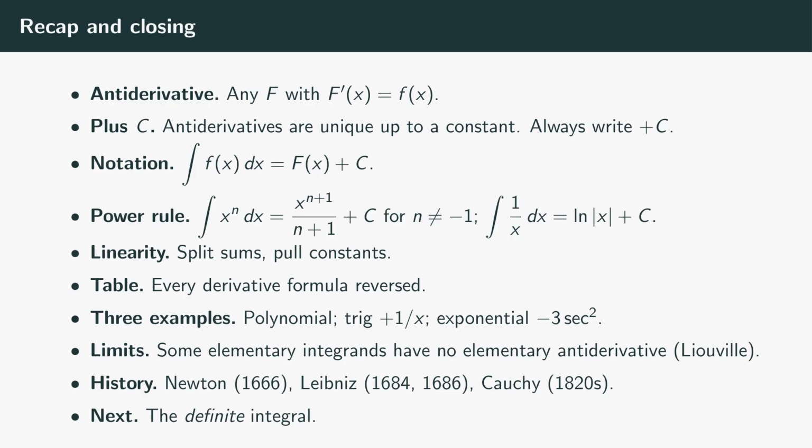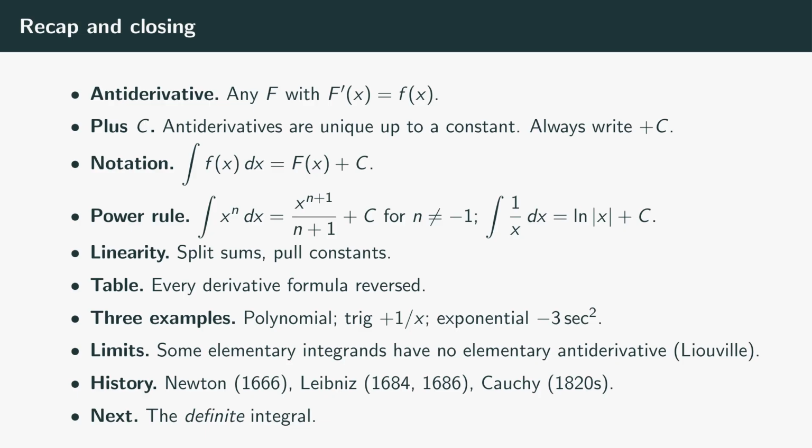We noted that the reverse problem is genuinely harder than the forward one. Some elementary integrands like e to the minus x squared and sine of x squared have no elementary antiderivative at all, a fact Liouville pinned down in the 1830s. And the history: Newton in 1666 wrote down antiderivatives systematically for the first time. Leibniz in the 1680s gave us the integral sign and the dx and published the working calculus in Acta Eruditorum. Cauchy in the 1820s made the whole thing rigorous.